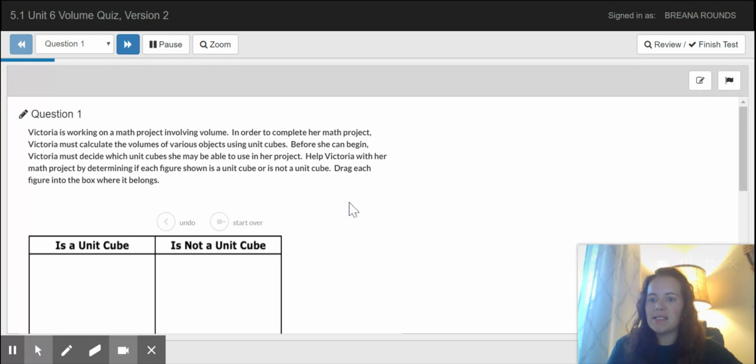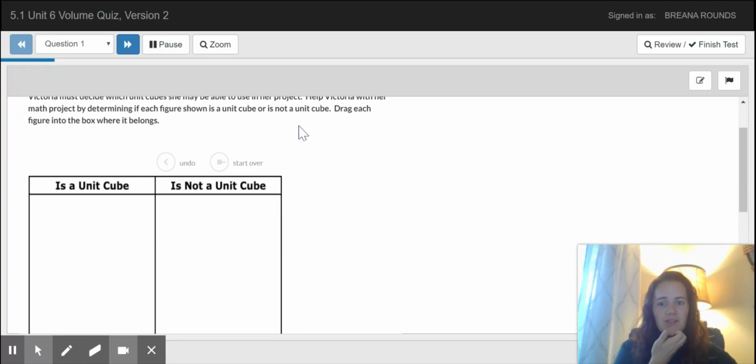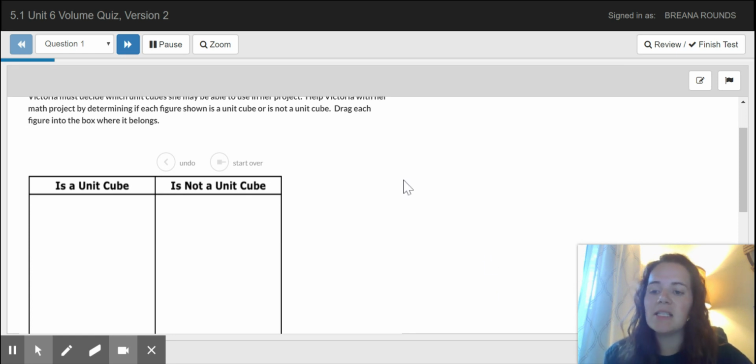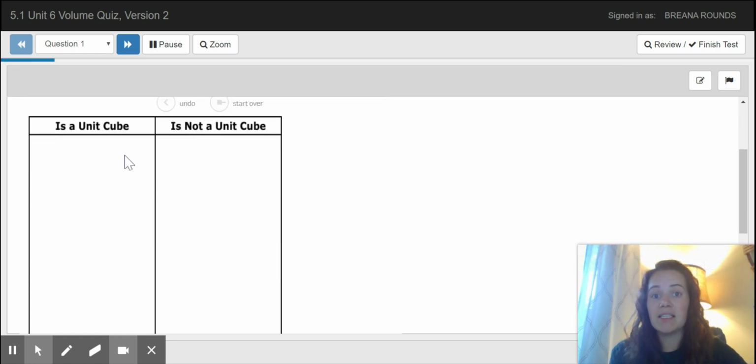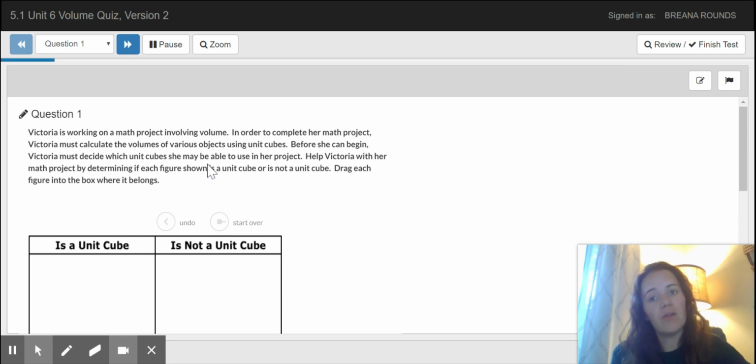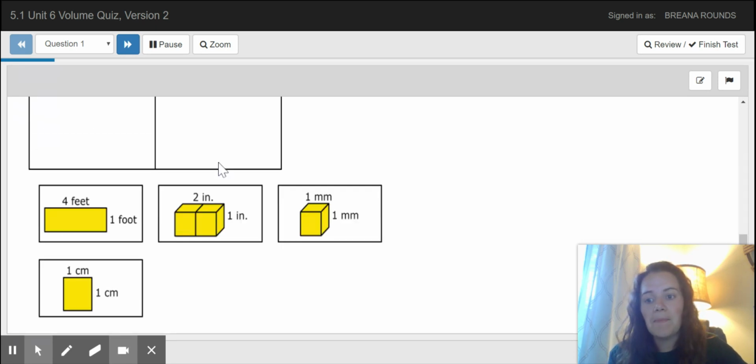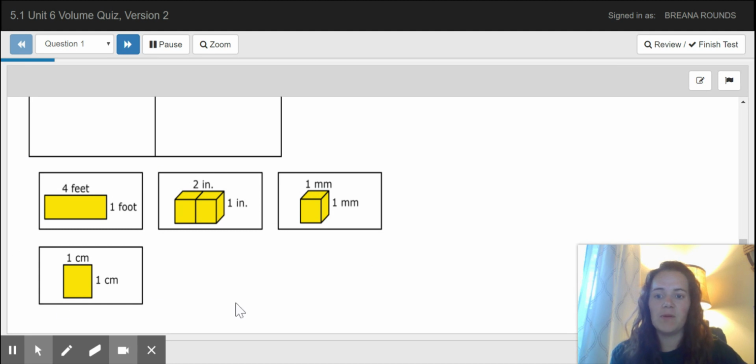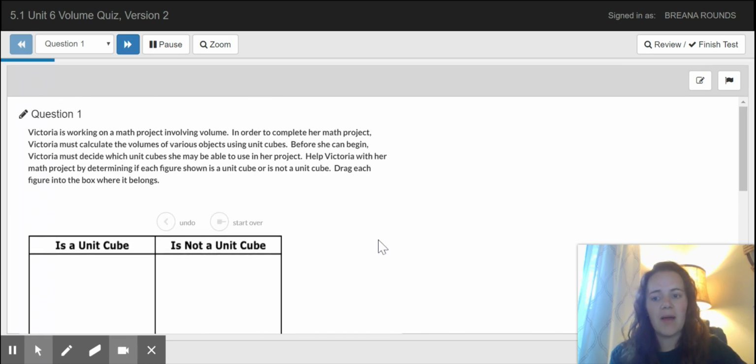So, here's question 1. It says, Victoria's working on a math project involving volume. I'll let you finish reading the rest when you start. But essentially, she's sorting different figures based on whether each is a unit cube or not, okay? We talked about and you practiced what unit cubes are. So you're going to use that knowledge to help you sort all 4 of these into which category they go in, okay? Make sure you think carefully about a unit cube, okay?